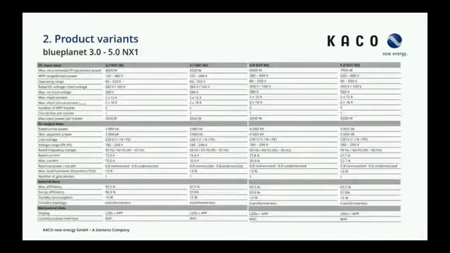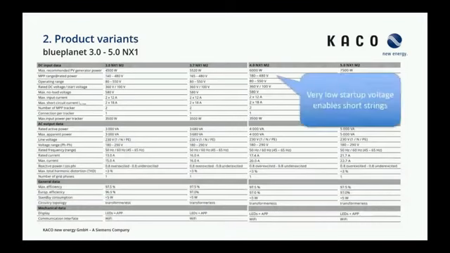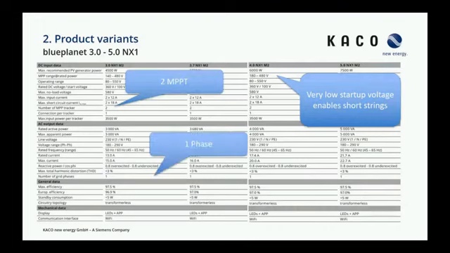Now we have a look at the data sheets. Here we've got the data sheet of the NX1 inverters. What we can see here, we have a very low startup voltage that enables even short strings. We have also 2 MPP trackers here. The NX1 inverter has only 1 phase, because of that, NX1. And the communication is only possible via the KACO NX Setup app.